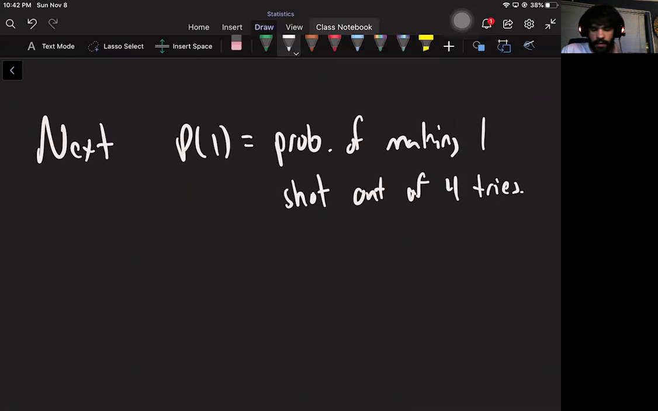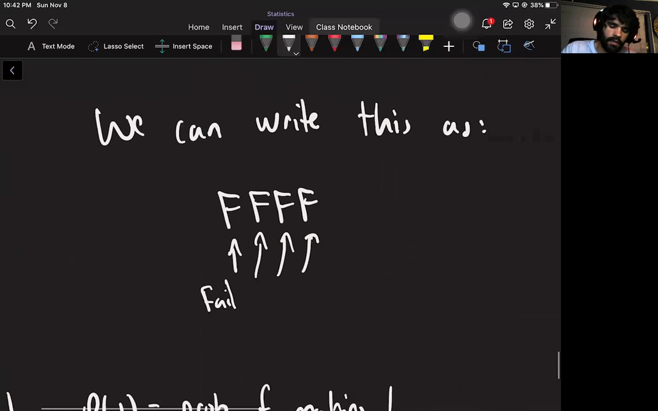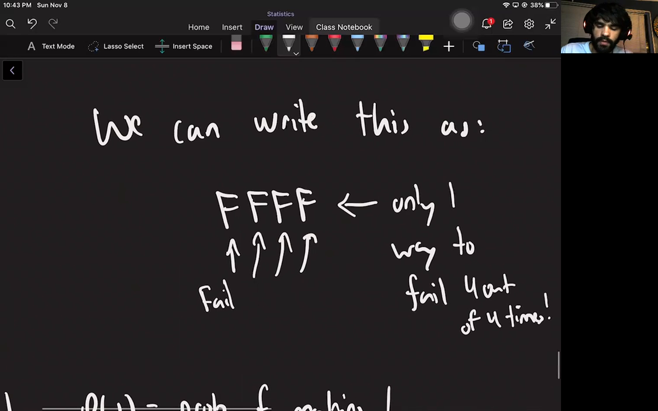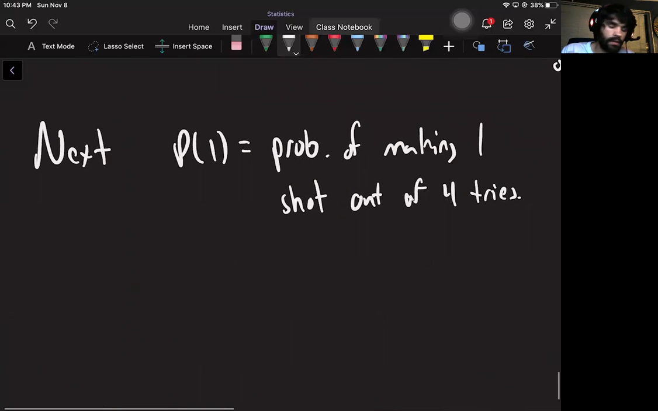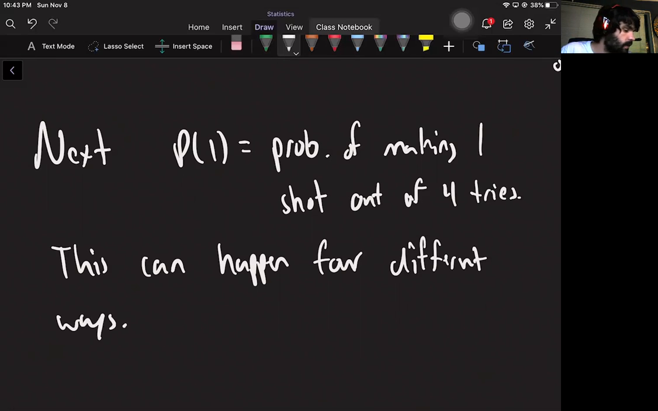Okay, so then this one is a bit trickier, because what I would like you to notice is that there's only one way to fail 4 out of 4 times. And that's, you just fail 4 times in a row. But there's many ways I could fail once. That's the difference. And so that's going to affect their answers. So this can happen 4 different ways. So this is where writing these F's and S's is going to come in handy.